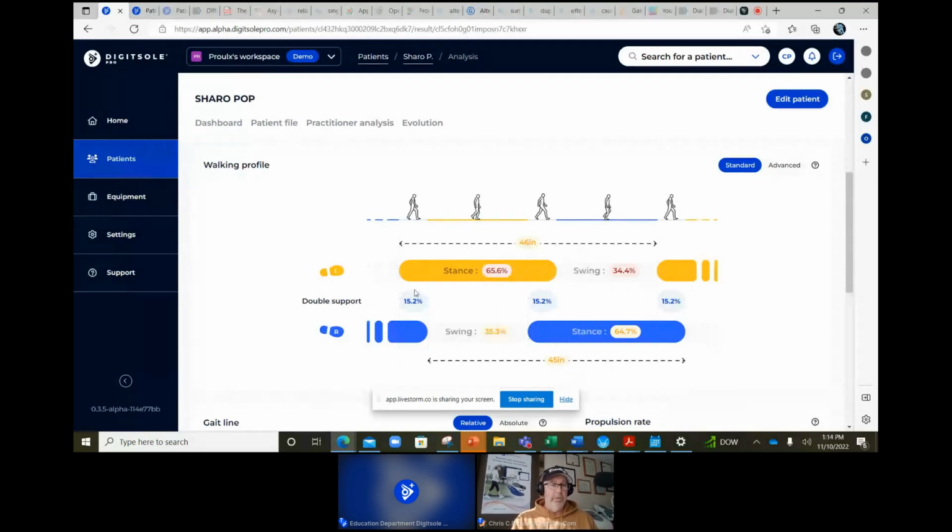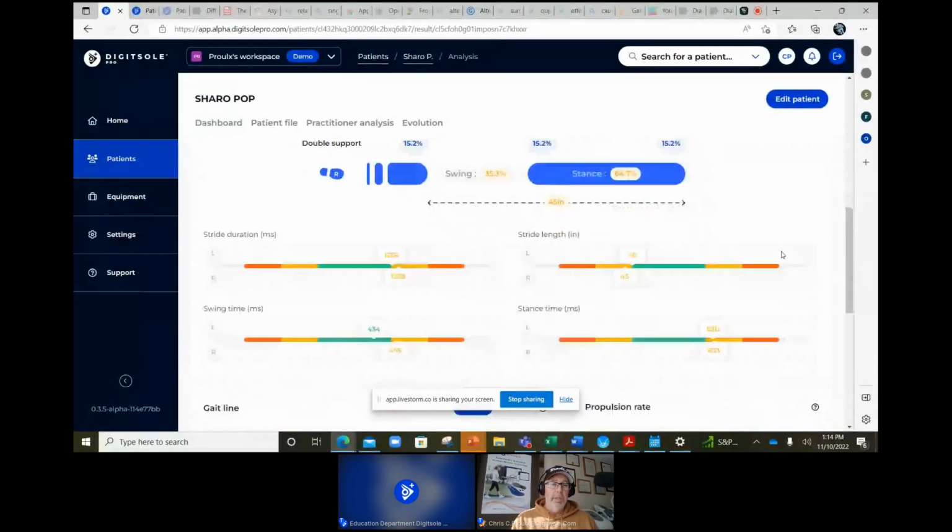So we see that it's very similar between the right and the left. We see that her double support phase is a little bit long, and that makes sense again because she's walking relatively slow. If you click over here on the advanced, we can then break down this walking profile, and we get a more detailed view of this. So we get the stride duration, stance, and swing time in specific numerical values, and then we also get the stride length, which is already represented in that walking profile, but now it shows within the graphical representation where it actually falls in the normal or not normal.